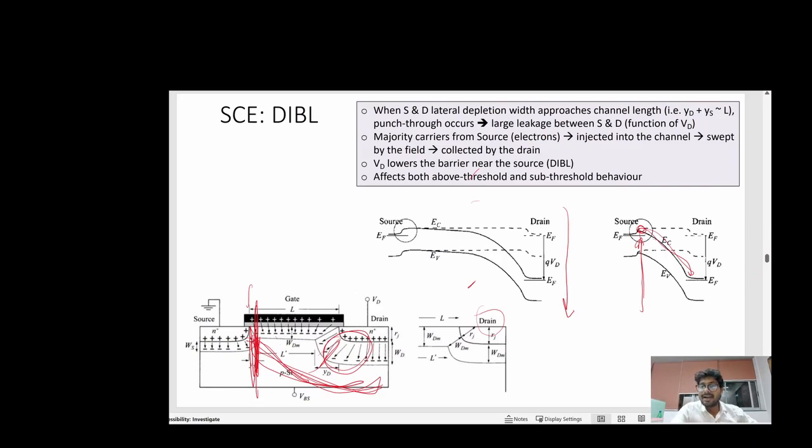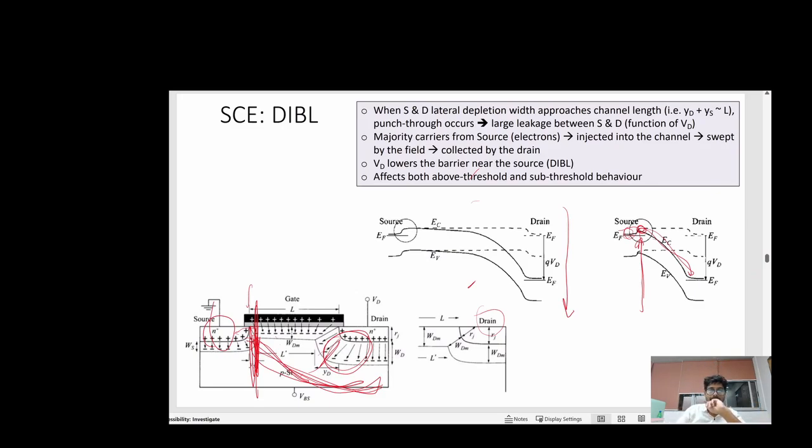On the other hand, if you need any electron, that electron can be easily passed because it is highly doped. This channel is highly doped, so the electron can easily go through this.